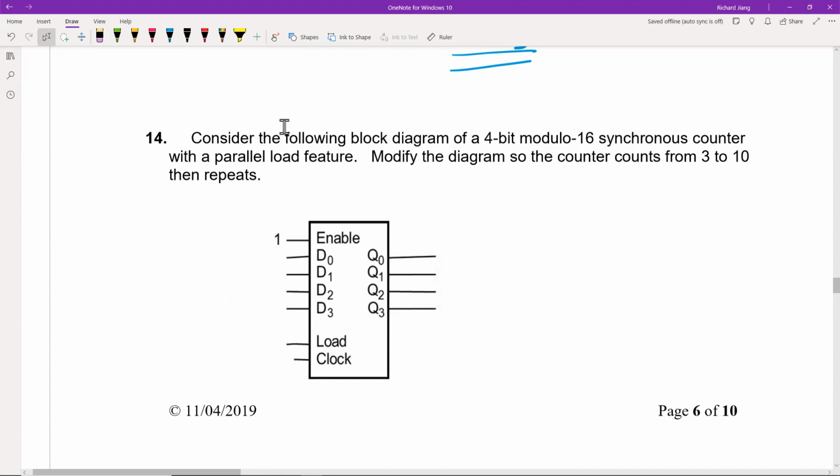Okay, that makes sense. So it says consider the following block diagram of a 4-bit modulo 16 synchronous counter with a parallel load feature. Modify the diagram so that the counter counts from 3 to 10 and then repeats.